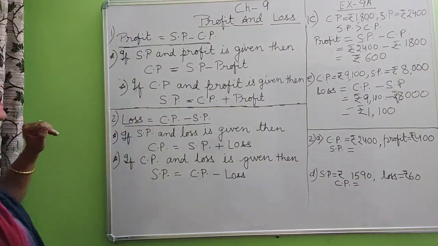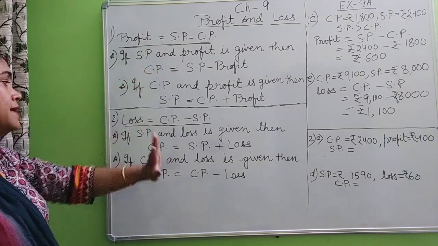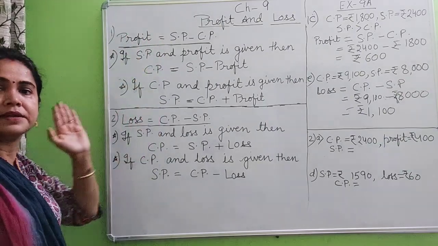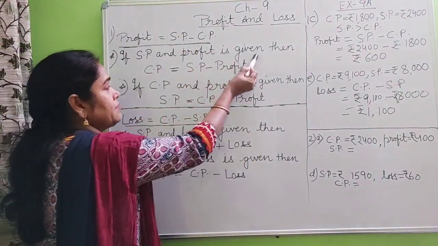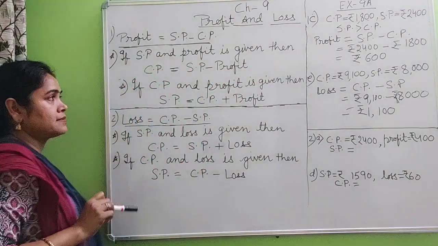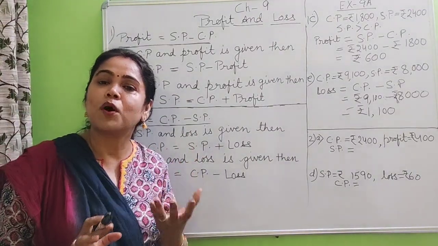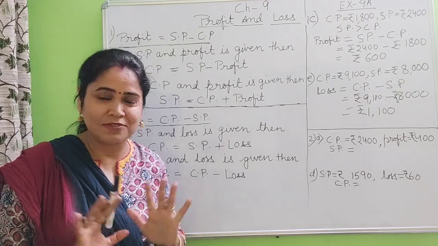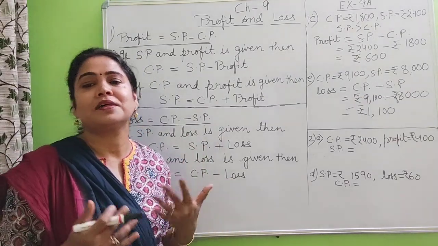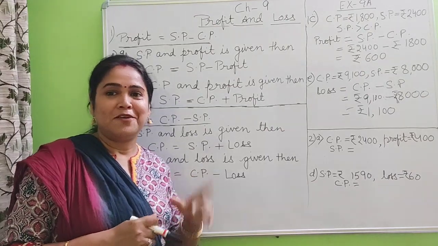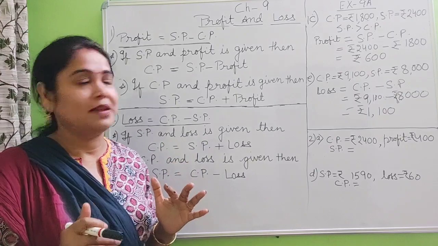Okay. So whenever profit is there, SP is greater, this is clear. Whenever loss is there, CP is greater, it is clear. Next, if SP and profit are given, then for the cost price: whenever profit is there, cost price will be smaller than the selling price. This is very clear to you all and you should know this. Try to solve more questions to understand this and watch my previous video, in which I tried to make you understand very well.